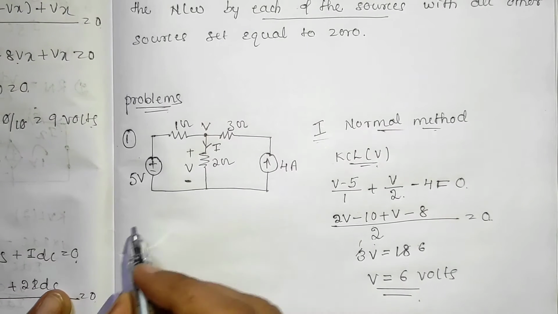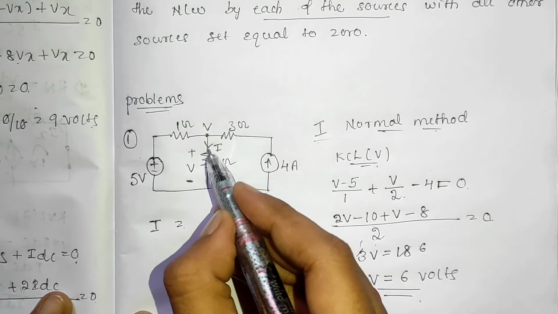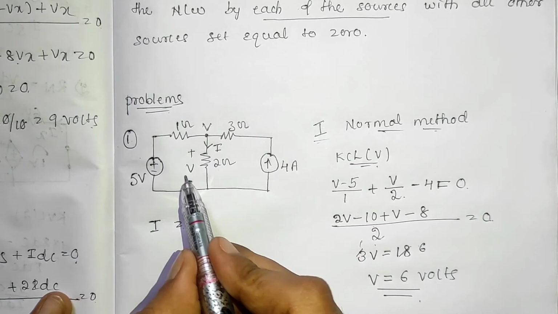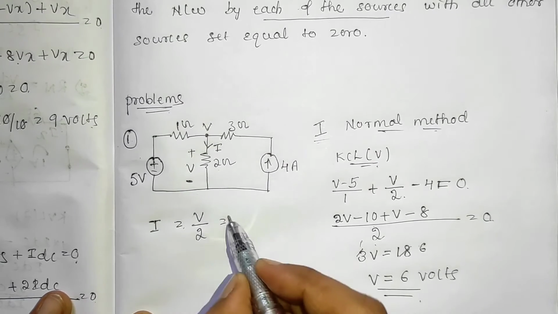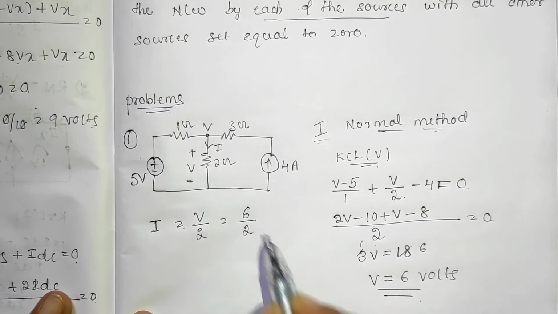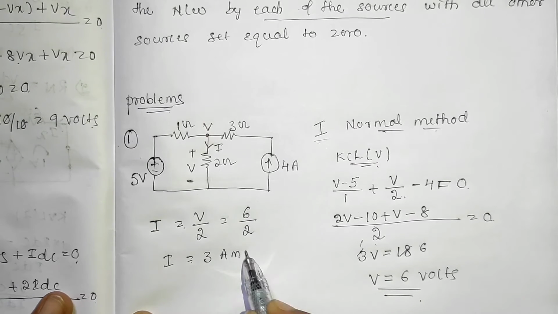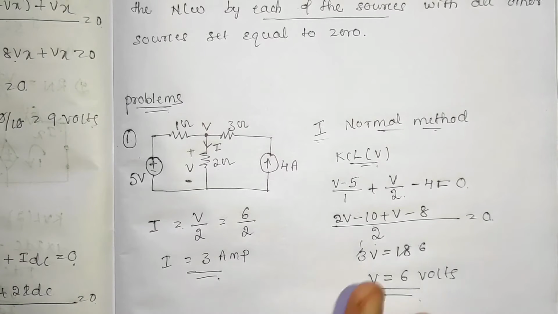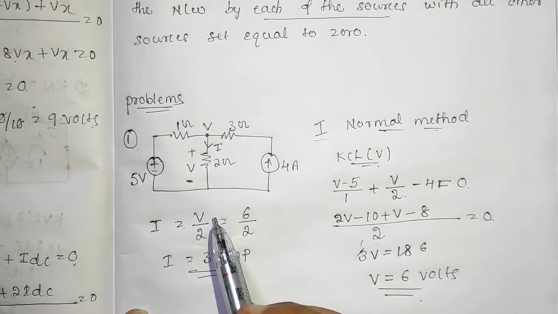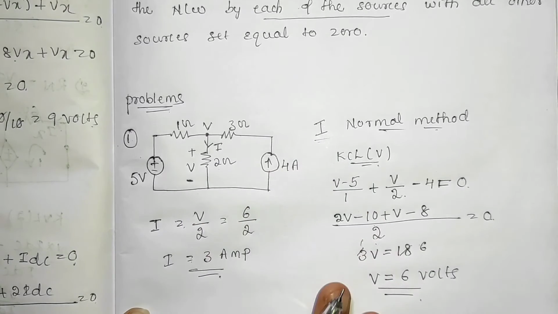So now the current in the 2 ohm, I equals the current here. You know the resistance value and the potential, so V divided by 2. Here the V value is 6 divided by 2. Then the I value equals 3 ampere, right? Okay, so let's find the voltage and current in the 2 ohm by using the superposition theorem.